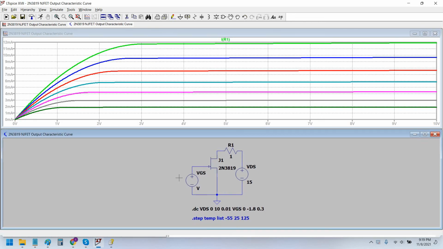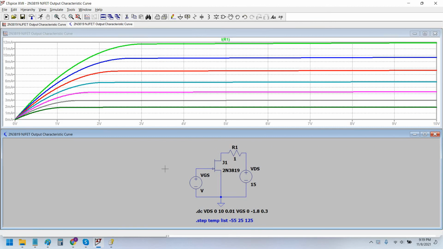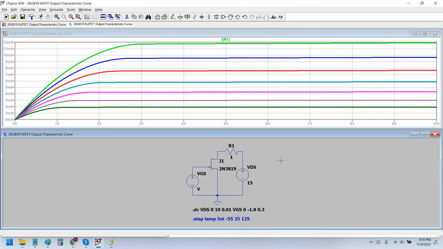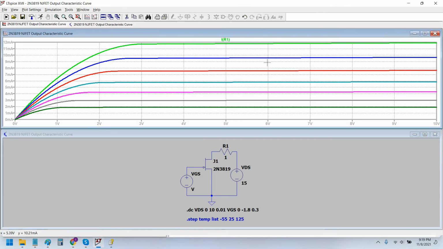In the previous video we discussed the output characteristic curve and the transfer characteristic curve of this n-type JFET 2N3819, and we saw how to plot these VI curves. Now in this video I am going to design the self-biased common source amplifier based on the same FET that we have. To start with, we have to select a quiescent point on this IV curve that we obtained in the last video.